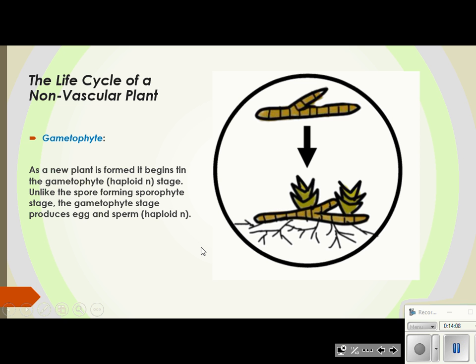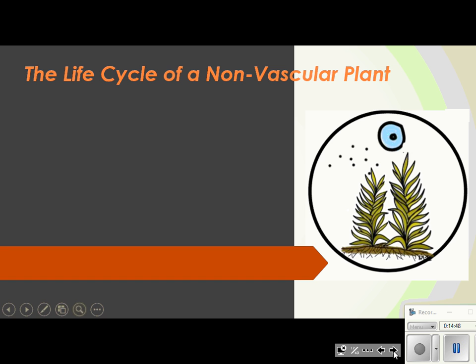The gametophyte stage produces egg and sperm that are both haploid. So you may want to color this particular one in after you get done copying the notes also. Now, we talked about the egg and the sperm here that the gametophyte stage produces. Well, that's our next section of the life cycle.